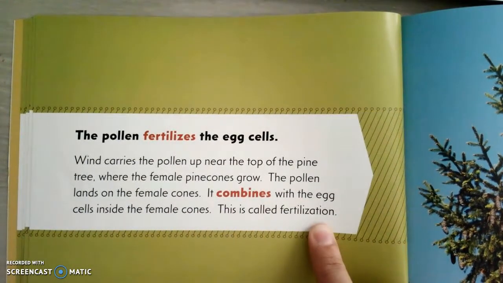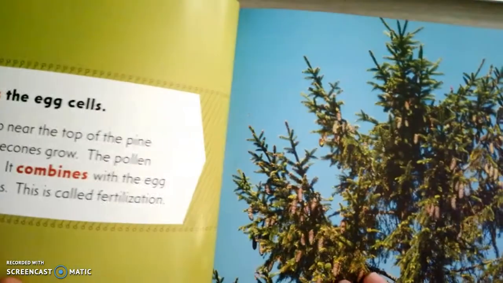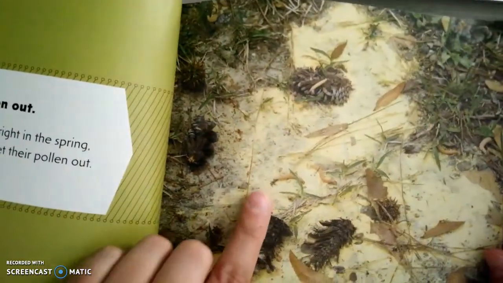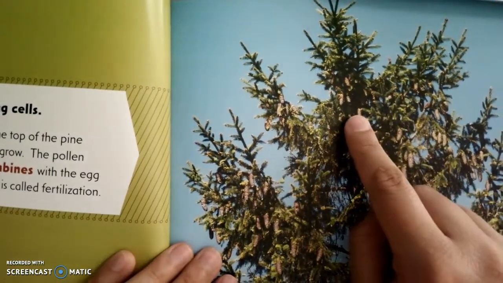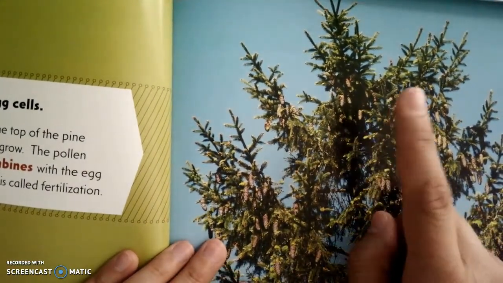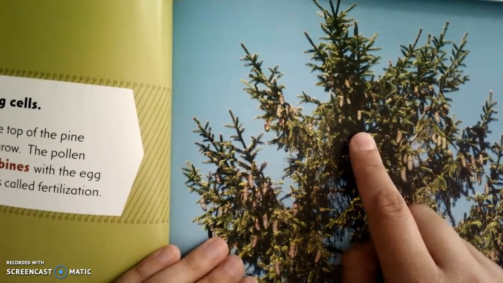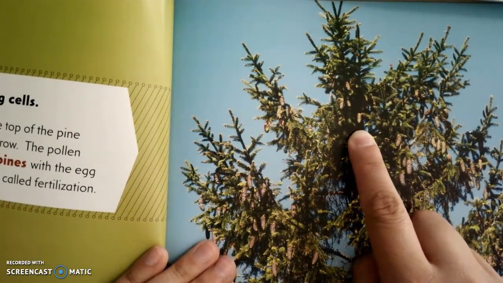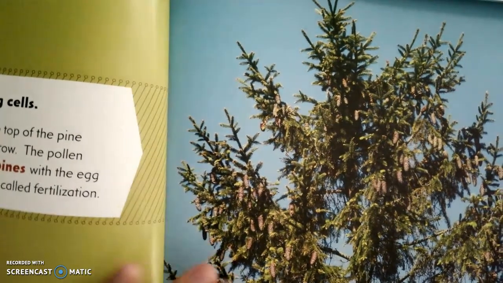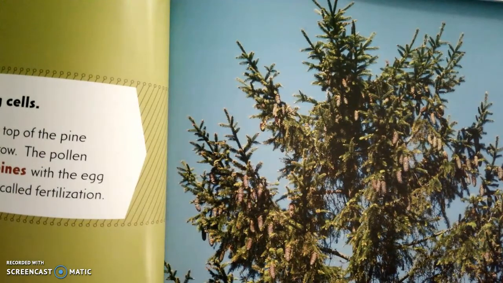This is called fertilization. Okay, so what it does is the wind carries all of this pollen to the top of the trees where the female pine cones are, and the pollen lands on the female cones, and it gets inside of the cones and it fertilizes the egg. Fertilizes means it's coming together to make another pine cone, and that pine cone is going to end up becoming a new tree. Okay?